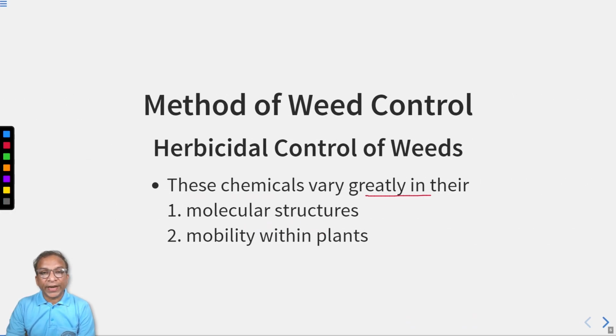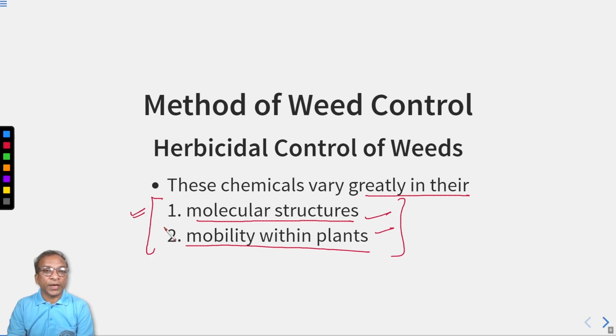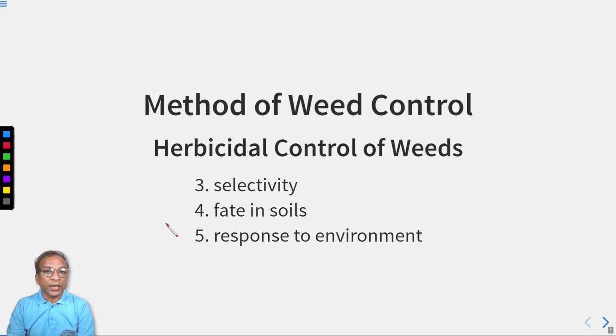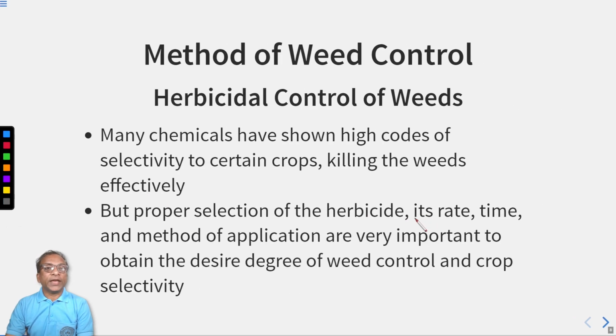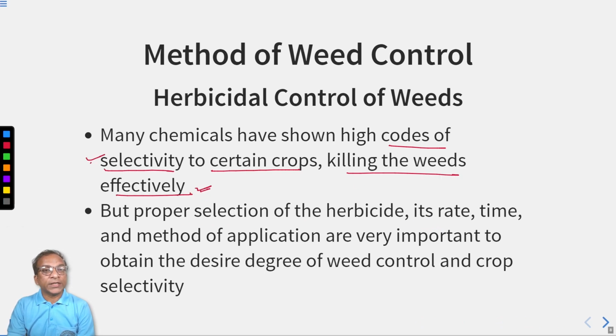So these chemicals vary greatly in their molecular structures and mobility within the plant. So there are different herbicides based on these functions. They are also different according to selectivity, fate in soil, and response to the environment. So many chemicals have shown high degrees of selectivity to certain crops, killing the weeds effectively. So some herbicides are very selective, very specific for certain crops. So they can kill the weeds effectively for that particular crop.